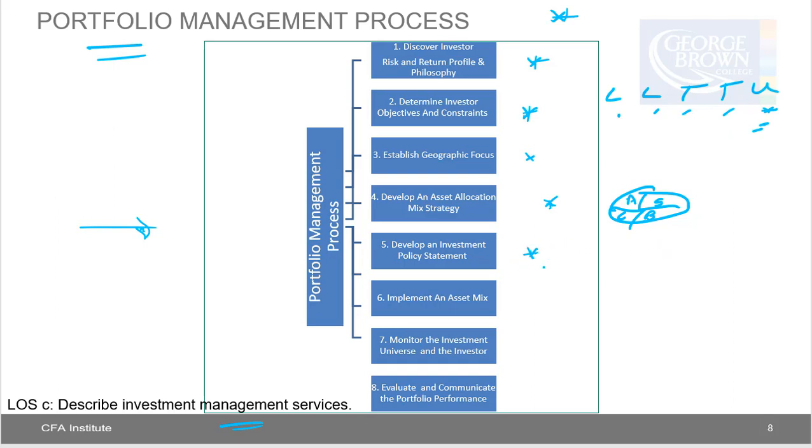Number 5 is develop an investment policy statement, IPS. We're not going to get into that in detail here, but it's not a contract, it's basically laying out all this information throughout this process. Number 6 is implement the asset mix, and this is what we're talking about in this chapter, part of the investment management services. Number 7 is monitor the investment universe and the investor, because investors change over time in terms of their risk and return profiles. And then finally, number 8 is the ongoing and continuous evaluation and communication of the portfolio performance.